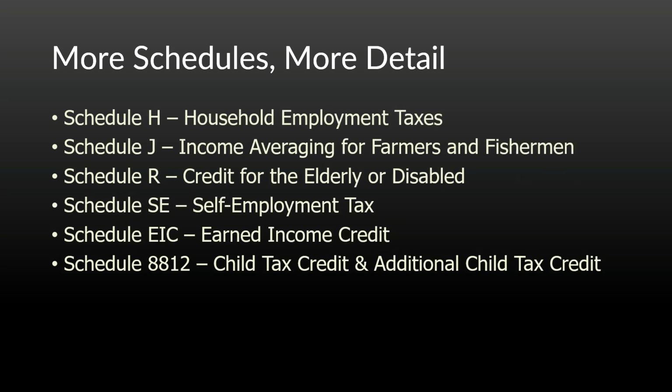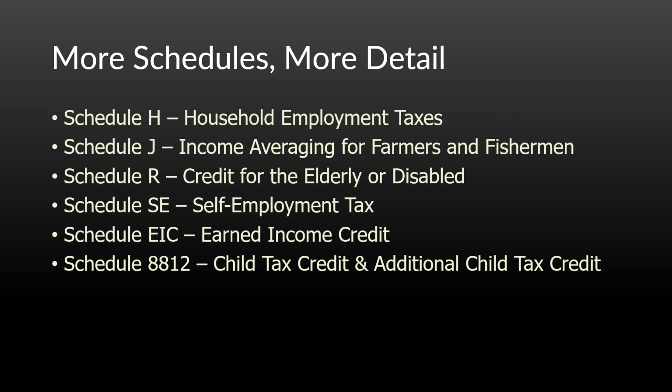H is for household employment taxes. J, income averaging farmers and fishermen. R is credit for the elderly or disabled. SE is self-employment tax. EIC is earned income credit, and 8812 is the child tax credit and additional child tax credit.